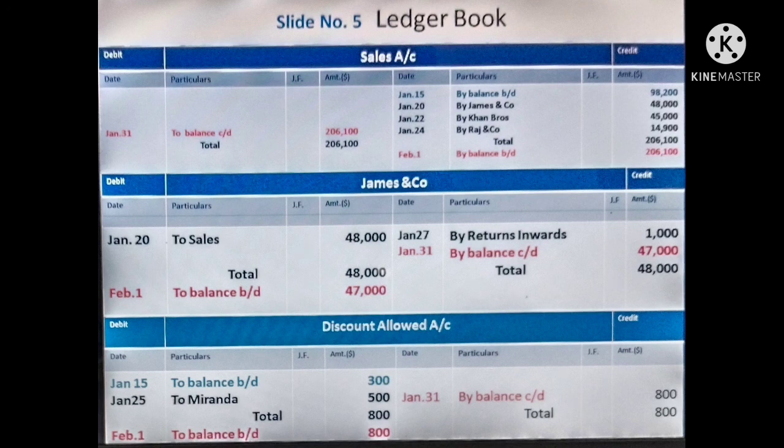Discount allowed account has an opening balance on January 15 of $300. There is a further discount allowed on January 25 to Miranda $500. So the total of postings in debit side is $800. No posting on credit side. So the same is the balance brought down to the debit side on February 1. Discount allowed account has debit balance.